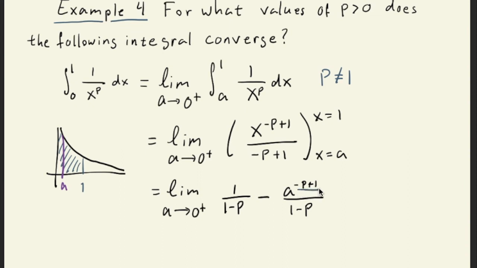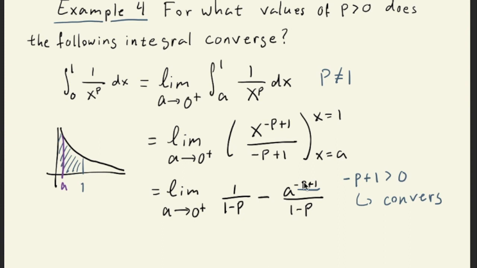Right? So if this exponent, negative p plus 1, is a positive number, including 0, so, oh, but it can't be 0 because p cannot be 1. Sorry. All right, so if it's positive, then as a approaches 0, if you have a positive exponent here, think of a squared, for example, a to that exponent will approach 0, right? So when this is positive, then this is going to converge.